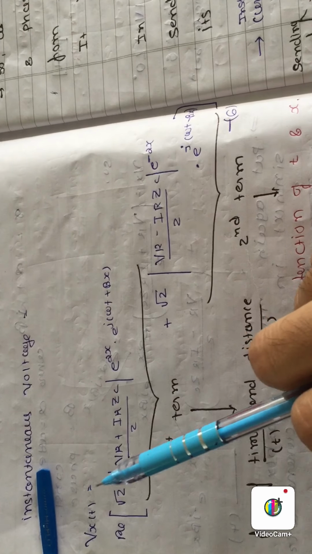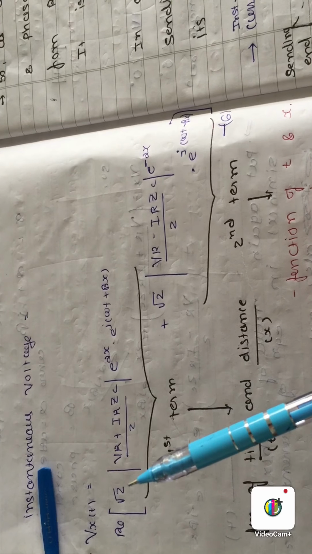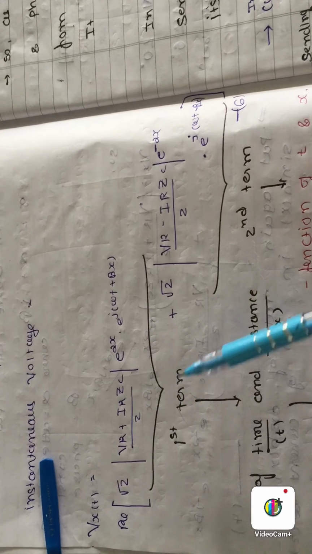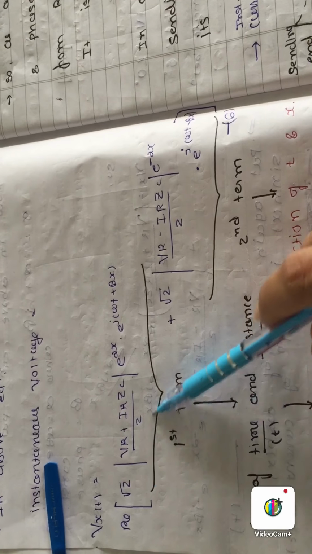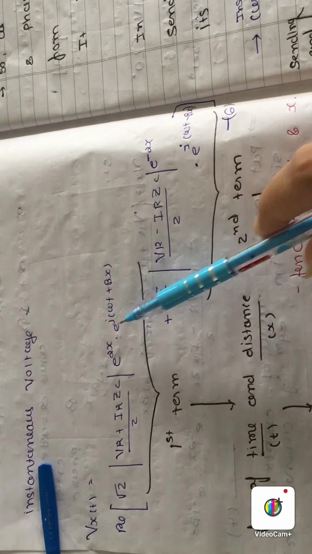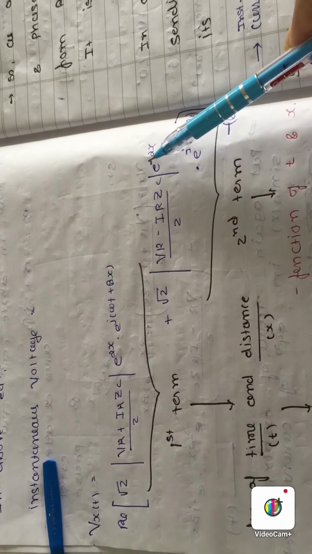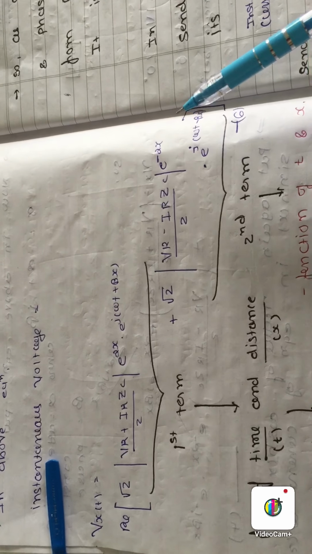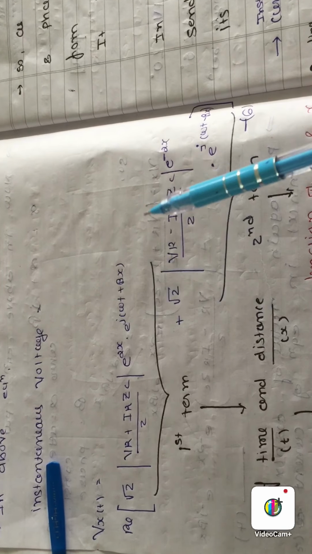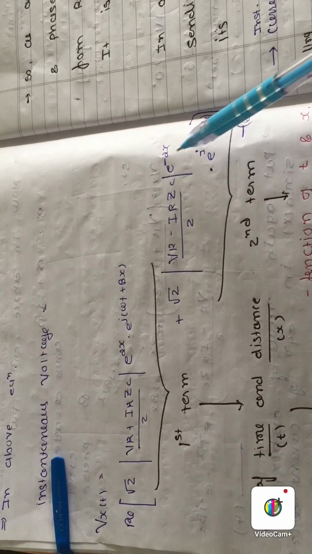Okay, now we will study this equation in depth. We see that this equation for instantaneous voltage can be divided into two terms. This is the first term, which is related to the positive power of the exponential, and this is the second term, which is related to the negative power of the exponential. That's why we are dividing this whole equation into two terms, because they have opposite natures. Here positive terms are available, and here negative terms are available.